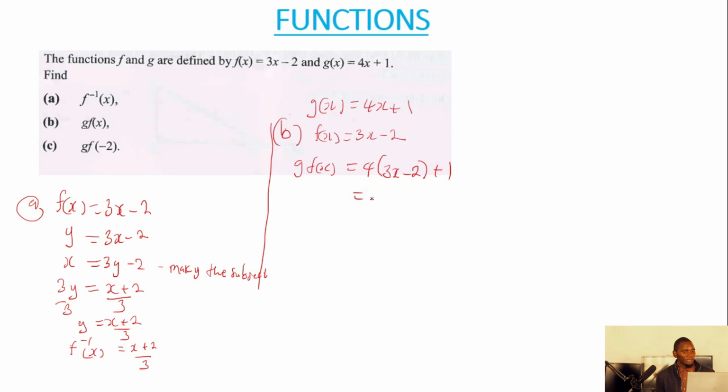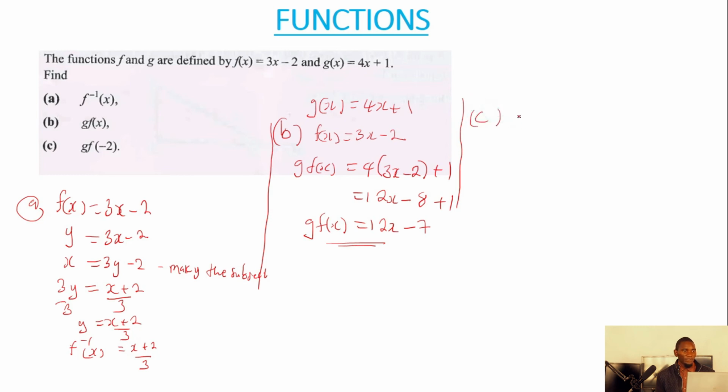What is 4 times 3x, which is just 12x? What is 4 times negative 2? This is just negative 8 plus 1. So this is equal to 12x minus 7. So now this will be your composite function of g of x. This is how you find it. Then you are done. Let's also now go to question C.